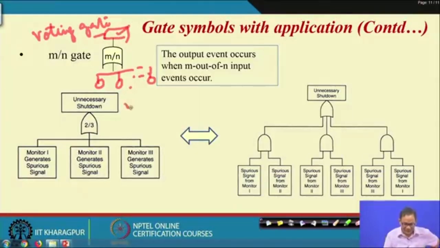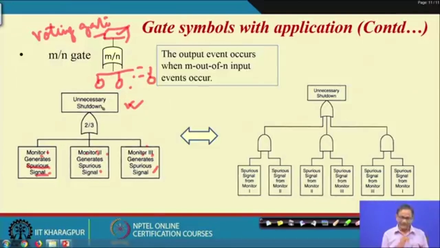An example is here. Suppose you have an automatic system and for shutdown there are 3 monitors, and you say that if at least 2 of the 3 monitors signal shut down, you go for shutdown. But a monitor is a monitor, it can also fail or generate a spurious signal. If monitor 1, monitor 2 and monitor 3 all generate spurious signals, obviously there is a shutdown. But as you say that if 2 of the 3 give a signal, you will make shutdown. So, if monitor 1 and monitor 2, or monitor 1 and monitor 3, or monitor 2 and monitor 3, any of these combinations shows a spurious signal for shutting down, shutdown will take place.